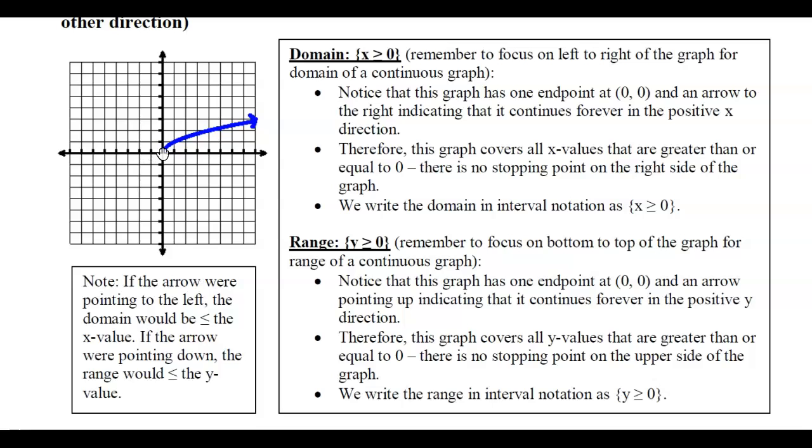If the arrows were pointing to the left, so this way, the domain would be the opposite symbol. It would be less than or equal to. If the arrow were pointing down, then it would be less than or equal to for the y value. So that would be like pointing this direction.